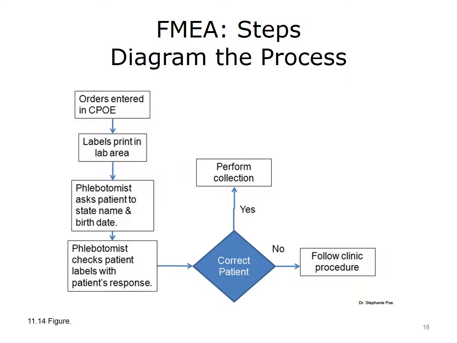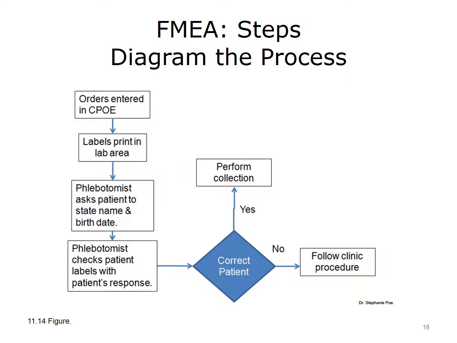Together, they diagram the process and look for ways in which the process could potentially fail. They identify 3 places that the process could fail. There could be a problem with the label printing. The phlebotomist could forget to ask the patient to state his name and birth date.